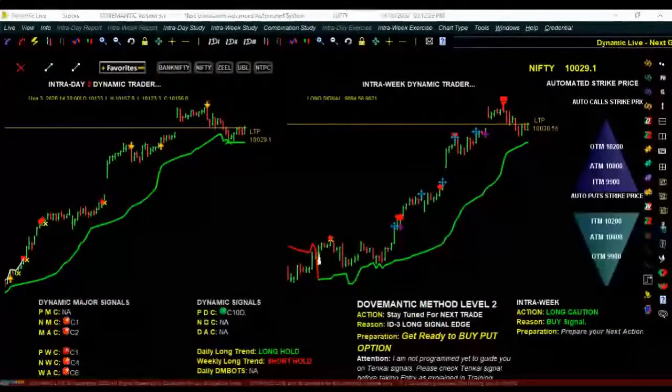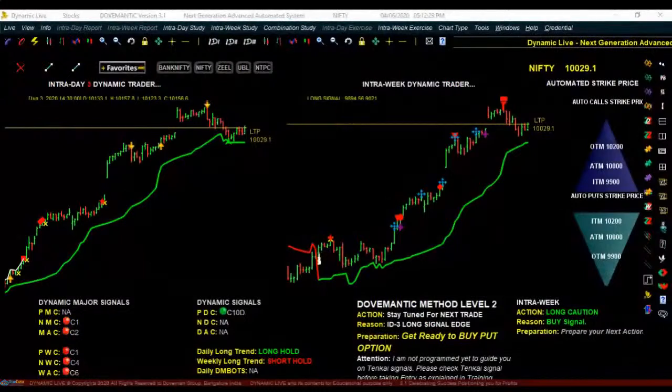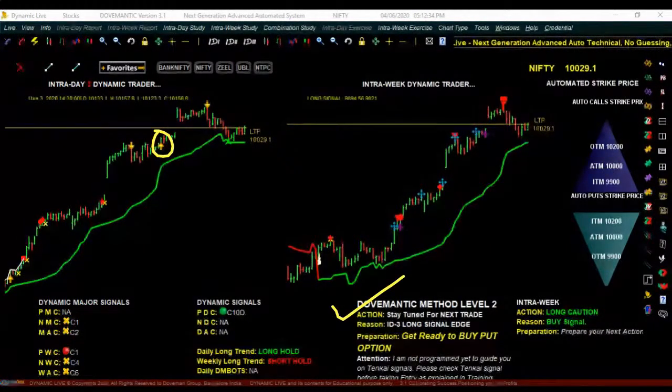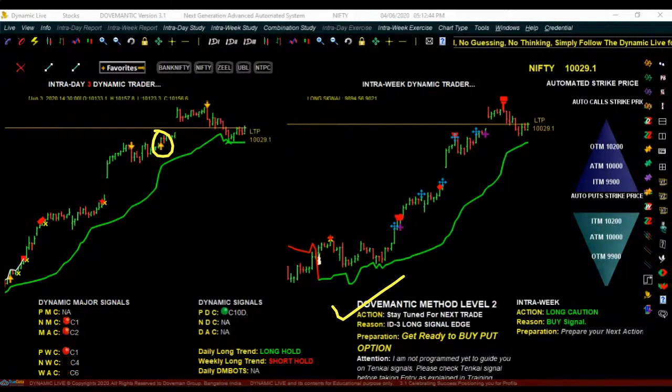So there's a point where it told us to buy a call option. It was very clearly written here as buy call option now. When it said buy call option, at that point in time, I got into a 10,100 strike price call option. I bought it at around 29 rupees premium.